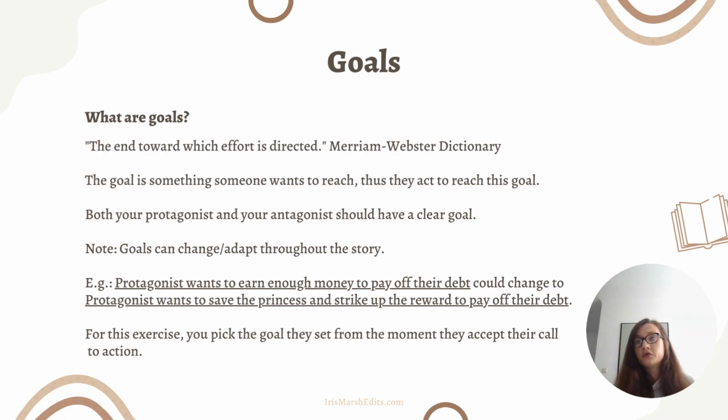So for this exercise, for your goal, you pick the goal that your protagonist or your antagonist sets from the moment they accept their call to action. You pick the goal for your protagonist from the moment they accept their call to action. So when they accept whatever has happened within the inciting incident. And for your antagonist, you pick their end goal, so their end game. What is it that they want to achieve? For instance, total world domination, or to retrieve a certain object, or to win a certain contest, something like that.